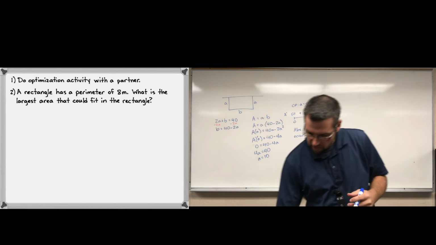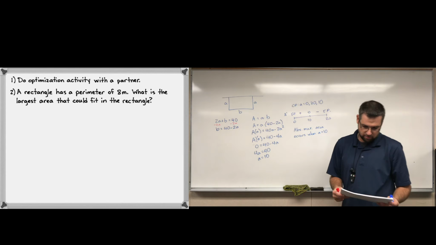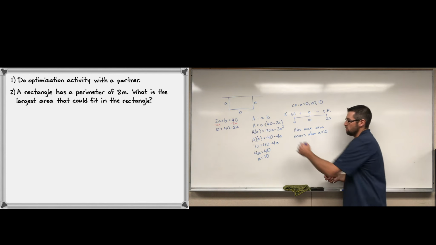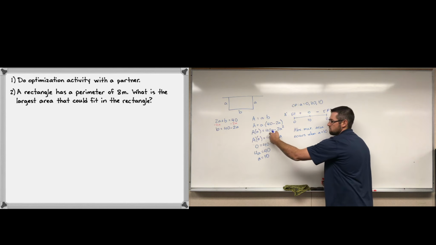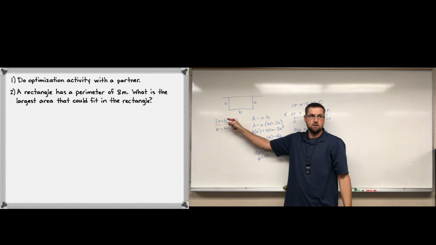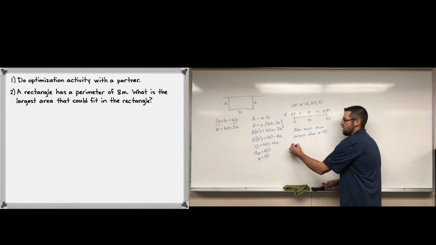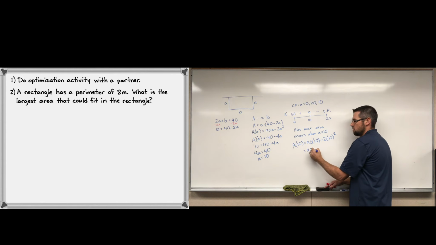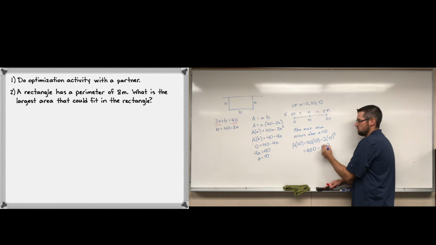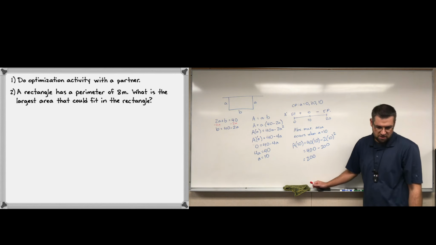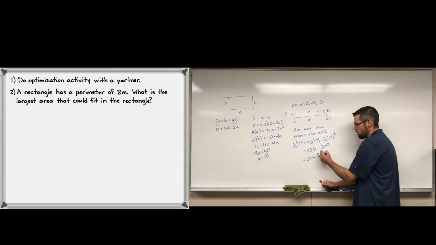Was the question asking for the value of A, or was it asking for the absolute maximum area? It was asking for the absolute maximum area, so what do I have to do with this? Plug it in. So we're going to plug it into this one right here, because it's in terms of A, right? You could plug 10 in here and find B, and then take those and multiply them, that's fine. But A of 10 is equal to 40 times 10 minus 2 times 10 squared, which is 400 minus what? 200, which is 200. What's the units on this? Was it feet? So feet squared.